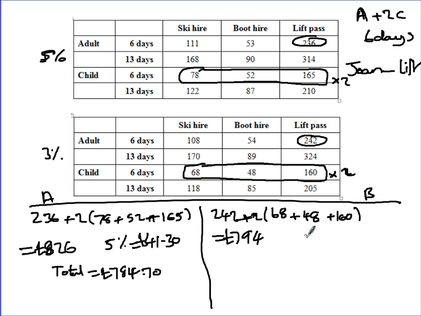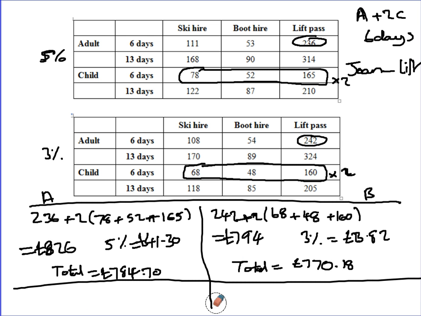Now this time we want 3%. The way to do that, divide it by 100 and then times it by 3. So that gives us then £23 and 82p. So the total on this one is going to be £770 and 18p.